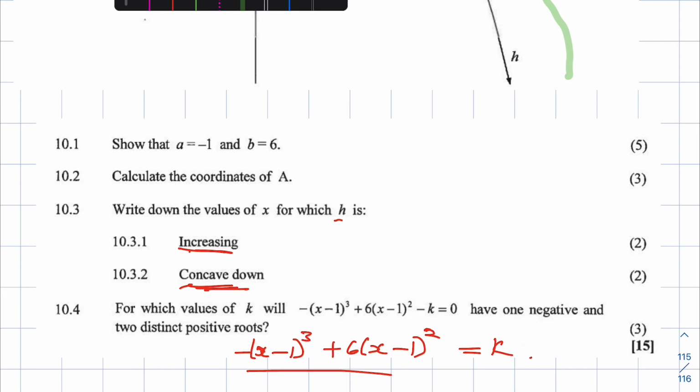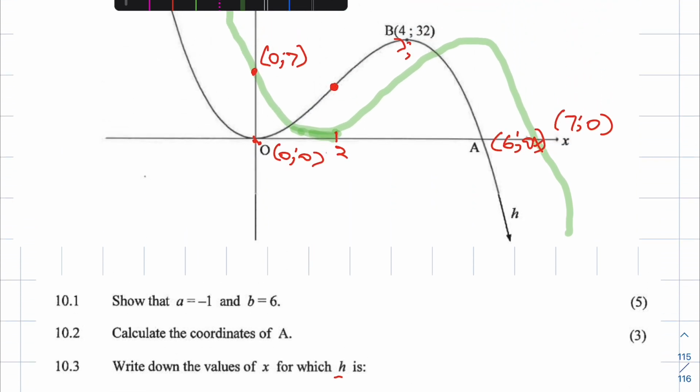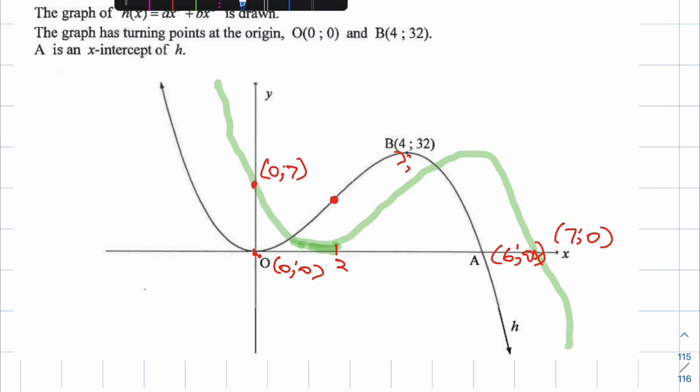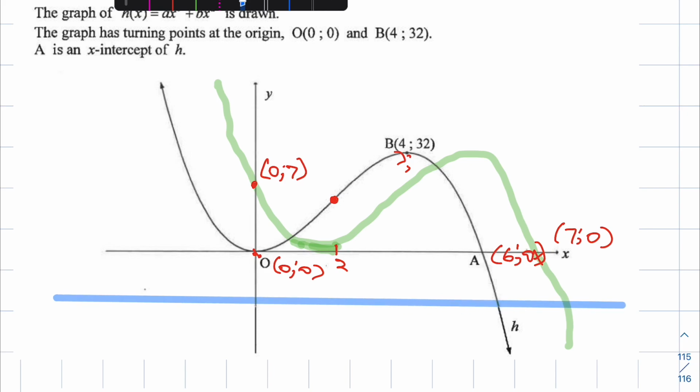So we know that f of x equal to k is a horizontal line. So I'm going to draw that line. I'm going to do it in blue. Okay, so that's the horizontal line, f of x equal to k. At the moment, f of x equal to k intersects this graph at 1 point. So that is not what we want. We want this line to intersect the graph at 3 points. And one of those points must be negative. The other two must be positive.